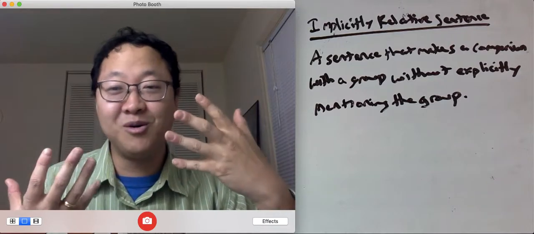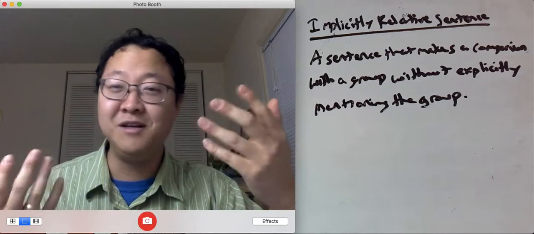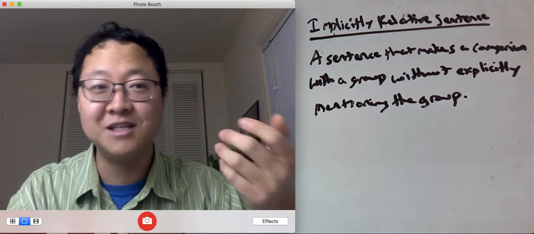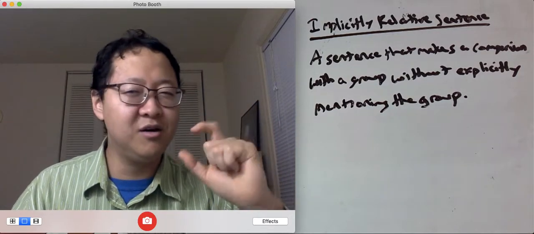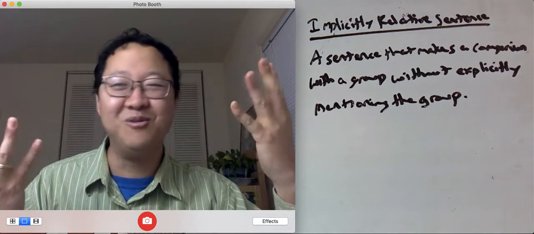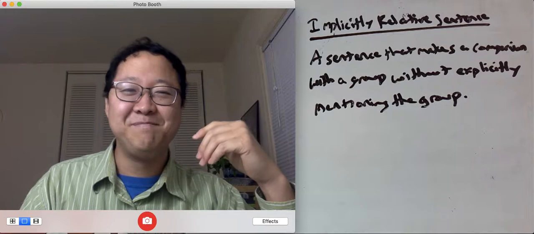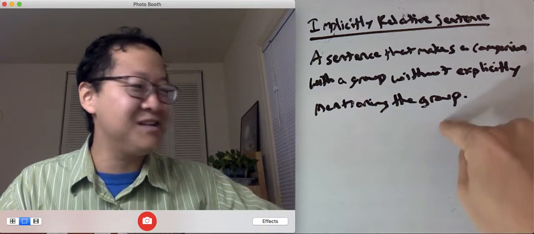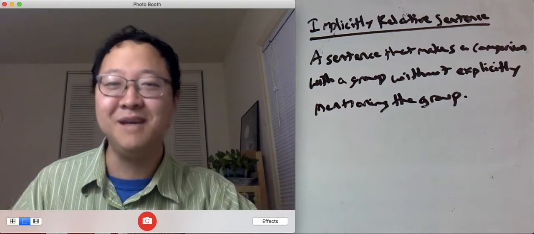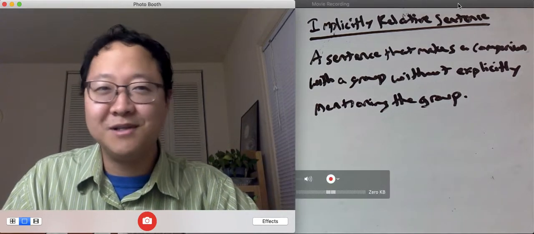Or let's say you're trying to find a new apartment, and you get told it's a low rent. You want to ask, rent low for what? Low for Richmond, low for Short Pump, low for whatever area, Virginia. So getting clear on what the group is will help you clarify the claim that's being made. So, okay, that's an implicitly relative sentence.